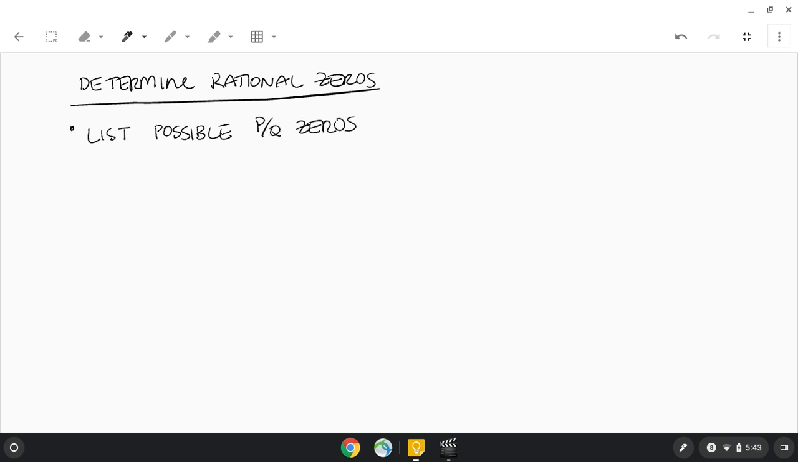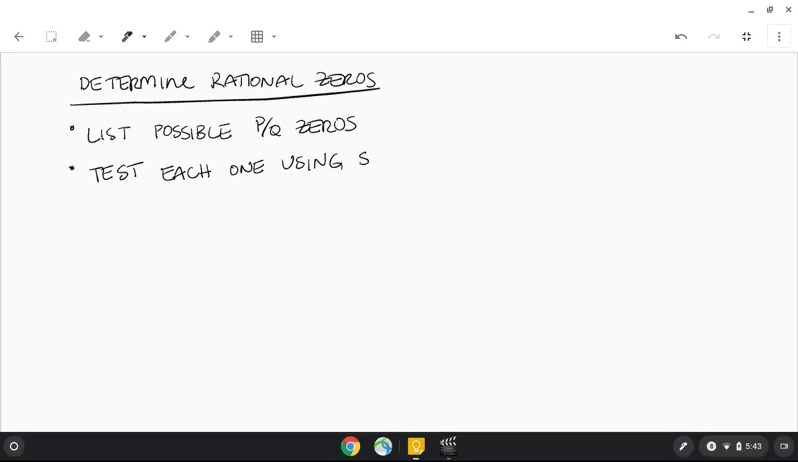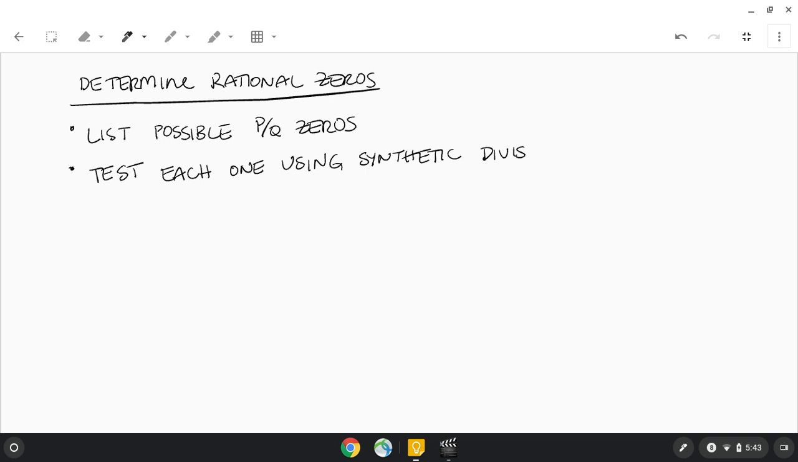Okay, once you have your list, then you're going to test each one. So yeah, it'll be a pain if you have a very long list. Okay, you kind of keep your fingers crossed and hope that the very first one you choose to test turns out to be a 0. Okay, all right, so you test each one using synthetic division. Okay, and again, you're looking for 0 remainders.